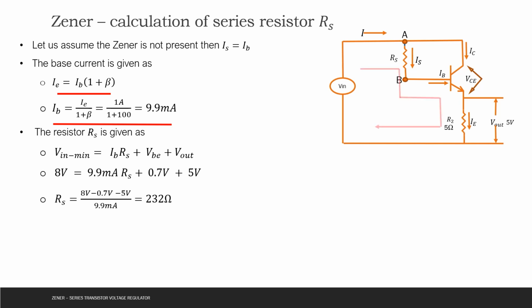Let us apply KVL to the circuit. Vin minimum is given as IB Rs plus VBE plus Vout. With minimum input voltage, Rs can be calculated as 232 ohms.